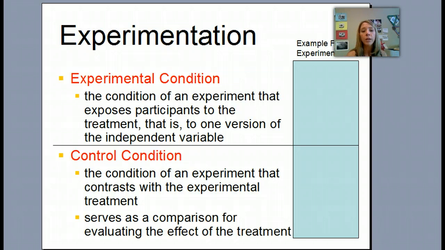The control condition is the condition of the experiment that will contrast the treatment. So I have to have people that have no coffee, because I need to compare them to something. My control group is that group of 20 teachers that is not going to get any coffee whatsoever, or even the fake coffee, because I want to be able to compare my groups of teachers to each other: the people that have coffee and the people that are not drinking coffee at all.